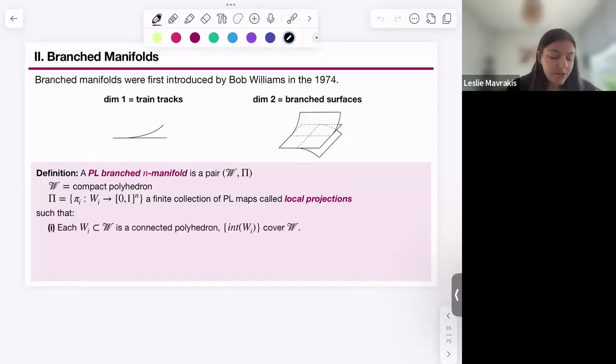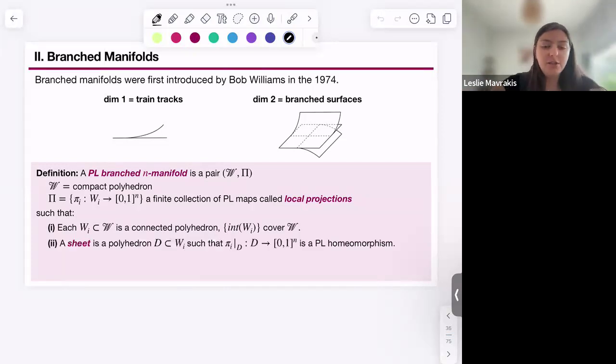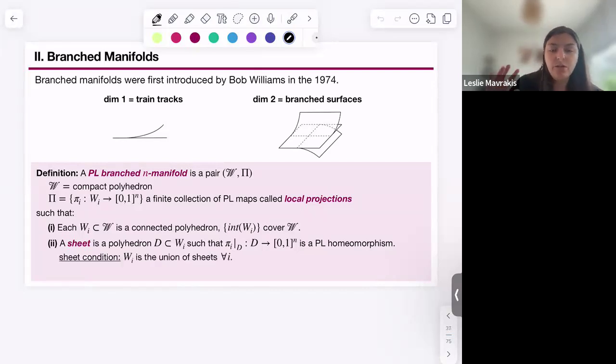So first, every single W_i, the domain of some local projection, is a connected polyhedron, and these interiors cover the whole branched manifold. The second condition, first, you need a definition. We say that a sheet is a polyhedron D, a subset of your W_i, such that the restriction to D is a PL homeomorphism. And the point is that these W_i are a union of sheets.